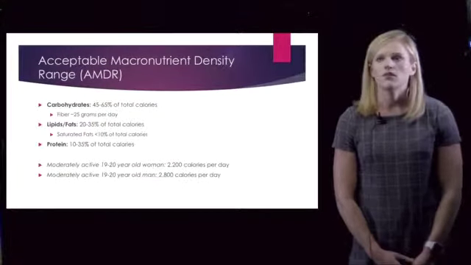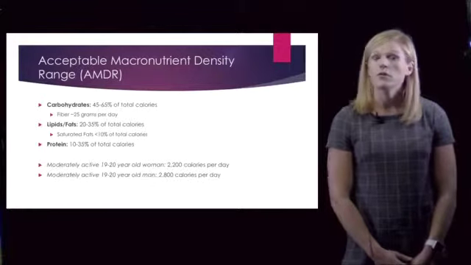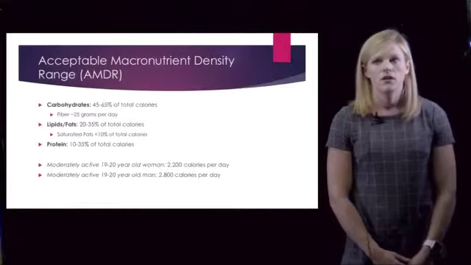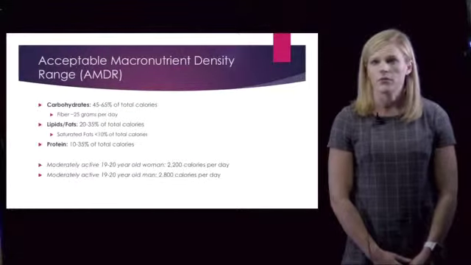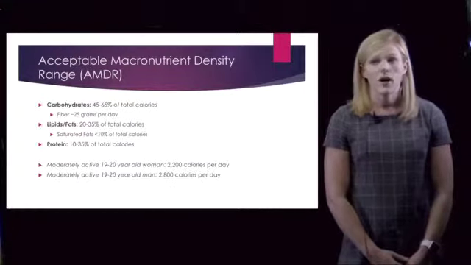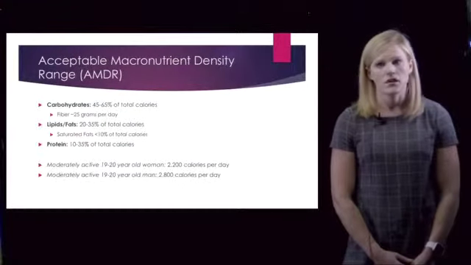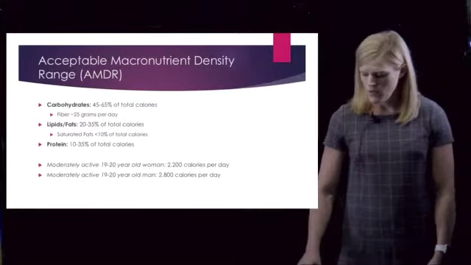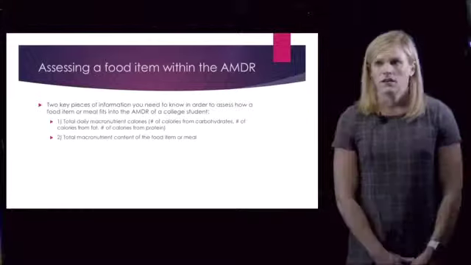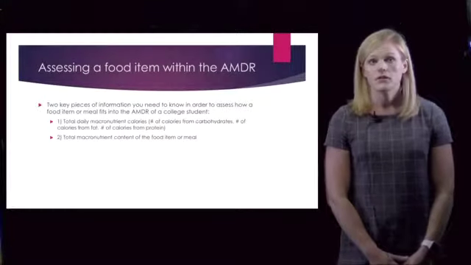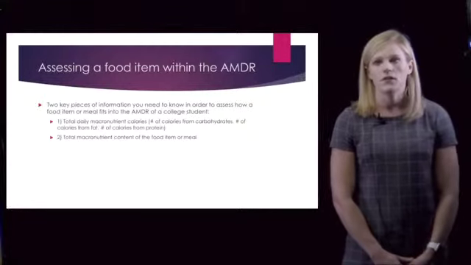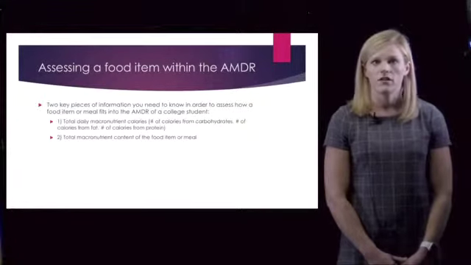So let's look at what the daily total calories would be for your typical college student. So if we were to look at a moderately active female who is 19 to 20 years old, she's going to need about 2,200 calories per day. Now let's compare that to a moderately active male, the same age. He's going to need about 2,800 calories per day. So we can use this information to assess how many calories of carbohydrates, how many calories of fat, and how many calories of protein we should be eating each day.